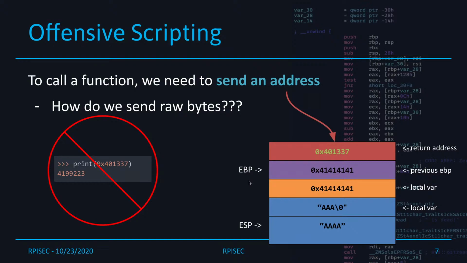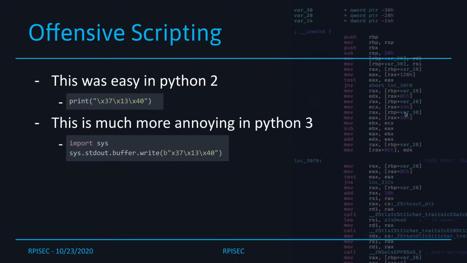However, there is a trick to that, and we need to know how we can send an address here. We need to know how we can send those raw bytes, because when we send A, that's really easy. We can just type that out on our keyboard. But when we want to send, for example, 0x401337, those don't line up with letters on our keyboard, and that's going to be a lot more difficult to send. We can't just do print 0x401337, because that's just going to give us a number.